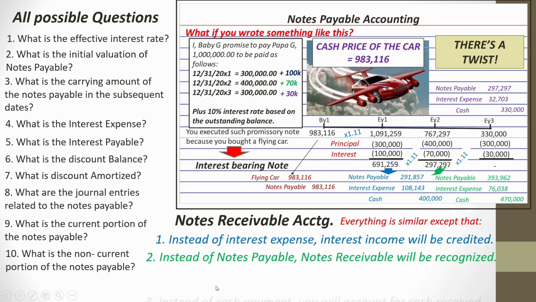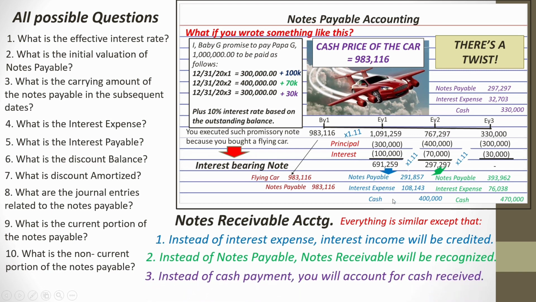For example, this credit cash here will be debited by Papa G, because if Baby G recognizes this as payment, that's why it's credited here, Papa G recognizes this as a cash receipt. That's why it needs to be debited by Papa G. Okay? That's it.